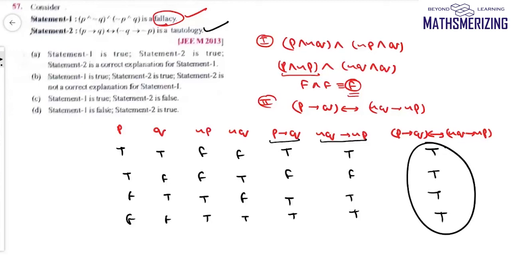So statement 2 is also correct. So statement 1 is right and statement 2 is right. And statement 2 is not a correct explanation of statement 1. So that is option number B.